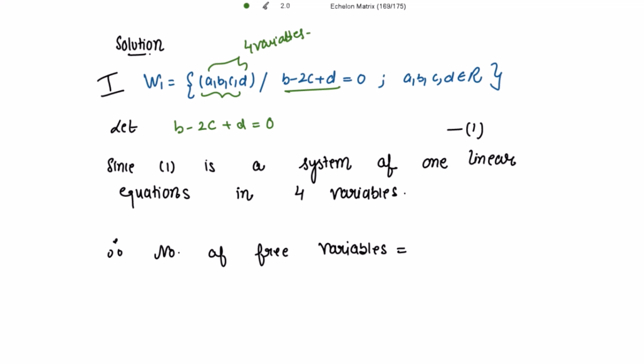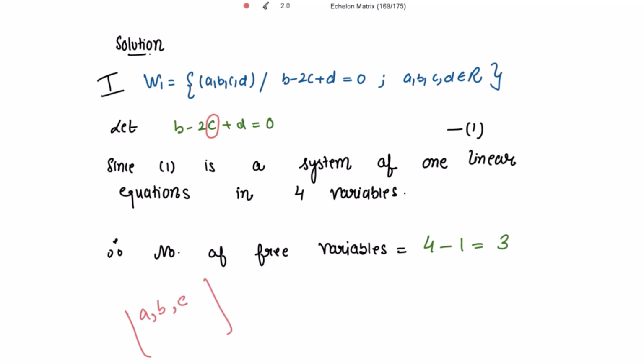The number of free variables is equal to the number of variables minus the number of linear equations, and we have only 1. So this is 3, and we can choose 3 free variables. Always try to choose first the variable whose coefficient is not equal to 1. So I am choosing C, and in sequence I am taking A, B. So these 3 are the variables I have chosen to be free variables.